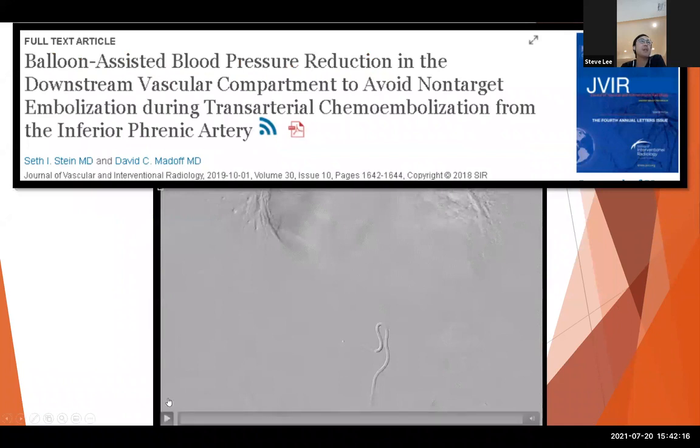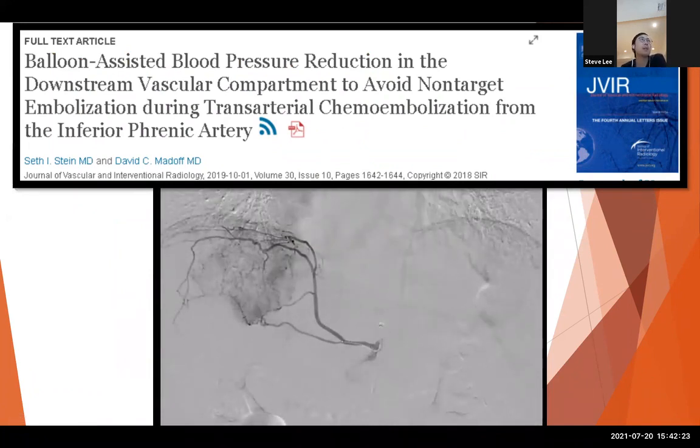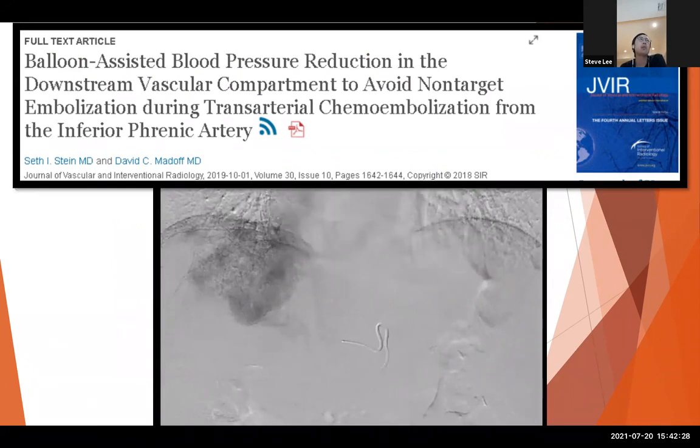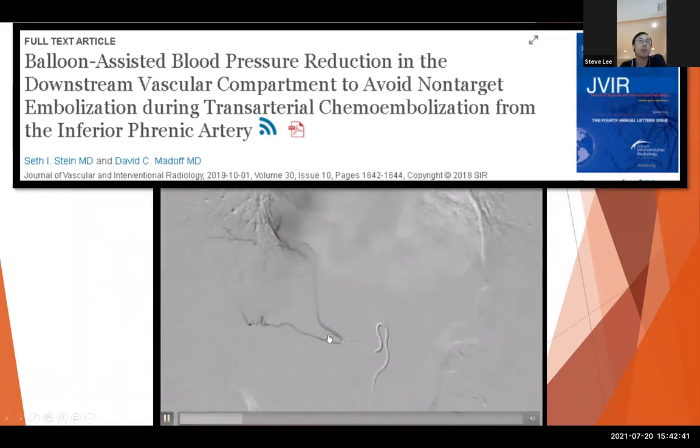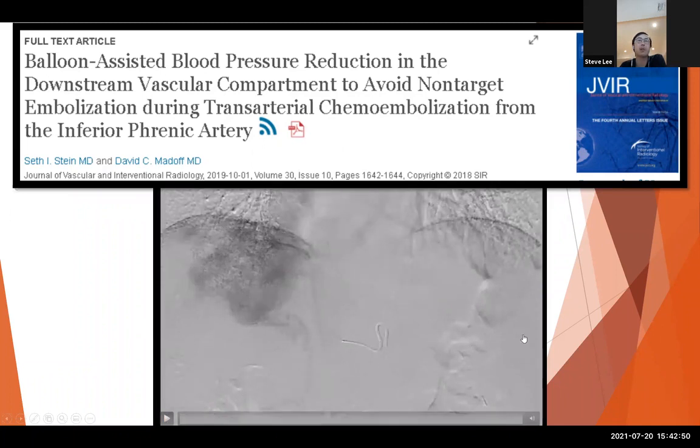And so this is an example of a low pressure embolization technique. This is a study published by Dr. Madoff, my former chief. He used balloon assistance to reduce the downstream vascular pressure to avoid non-target embolization during TACE from the inferior phrenic artery. This is a normal microcatheter, or the Sniper without the balloon up, and you can see good flow into this diaphragmatic branch up here, as well as the other 2 branches of the inferior phrenic artery.